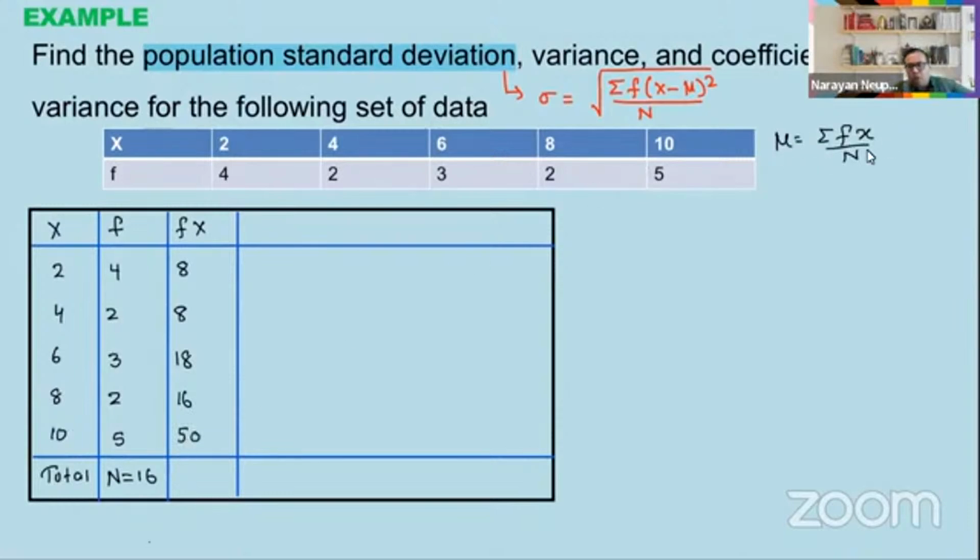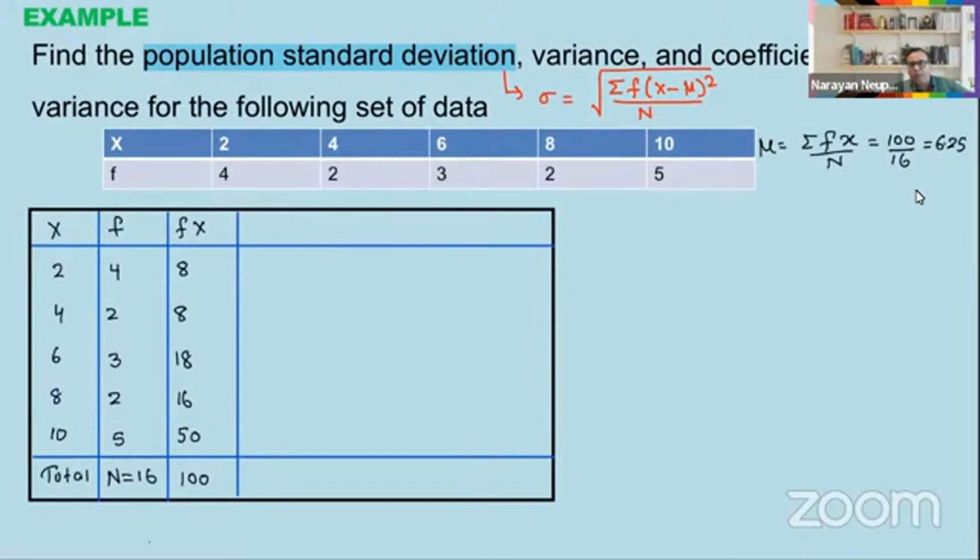But to find the mean, if you go back to this formula and look at it, mean is the sum of f times x. Sum means we have to add these numbers. So if you add all those numbers, you get 100. You can use your calculator to add it and verify that it is actually 100. So your mean will be equal to the sum of f times x, which is 100, and n is 16. So that's going to be 100 divided by 16, or 6.25. So the mean is 6.25.